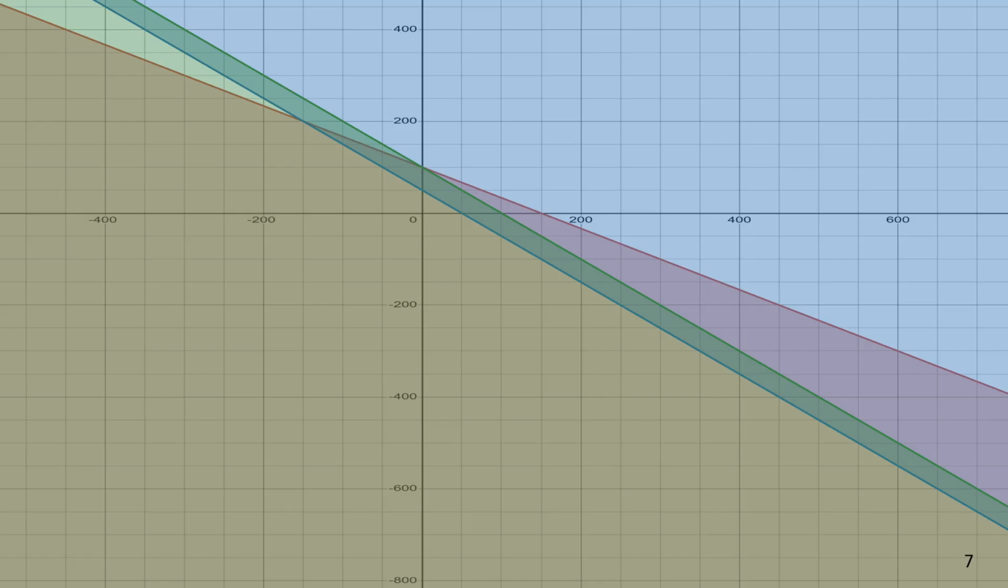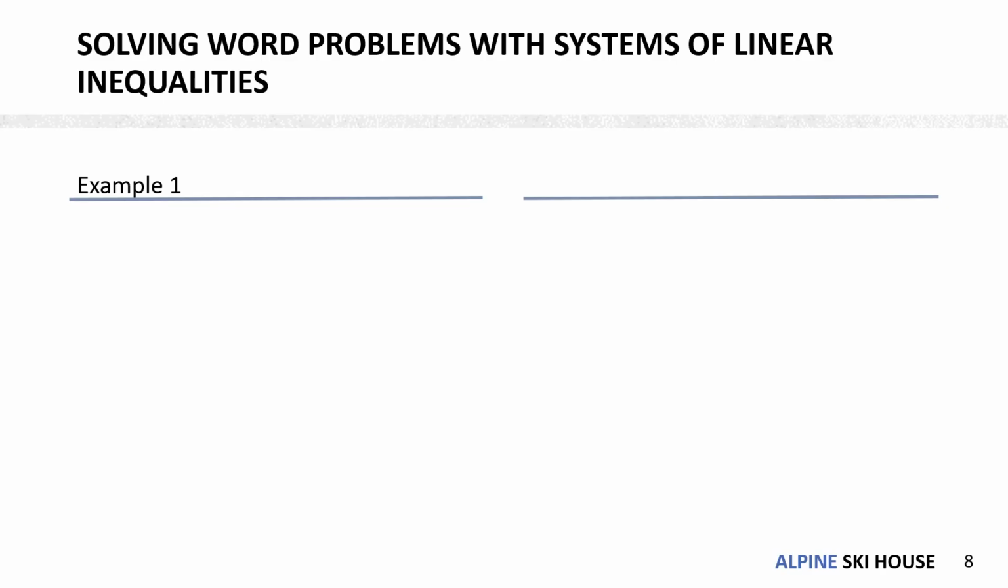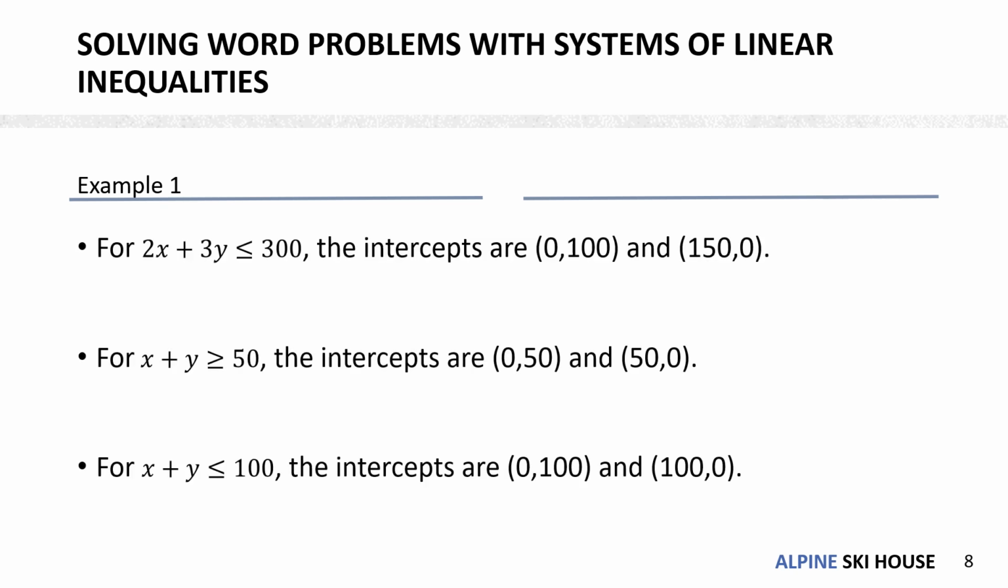Your graph should look something like this. The solution set is the region that is the darkest shaded. For more clarification or help, if you had trouble making the graph, here are the 3 inequalities listed with their x and y intercepts.